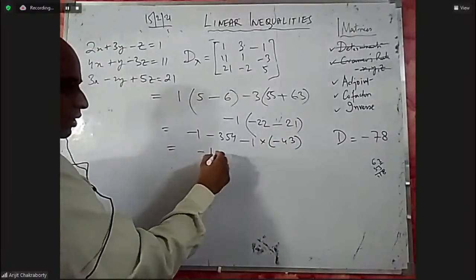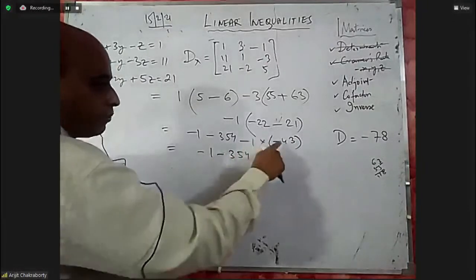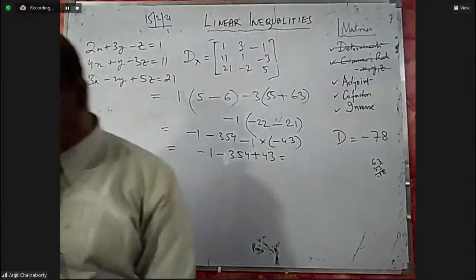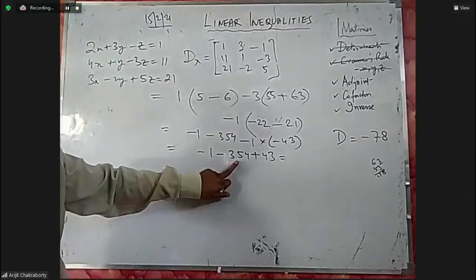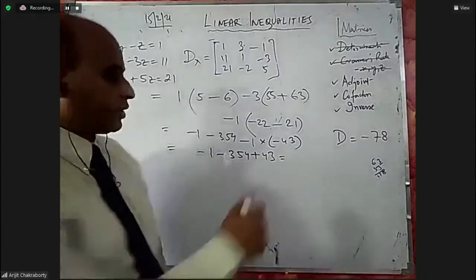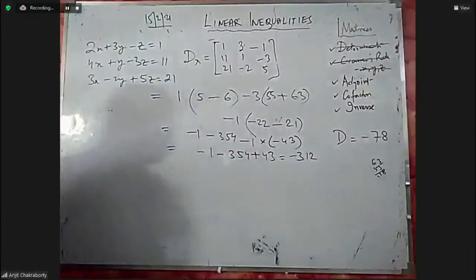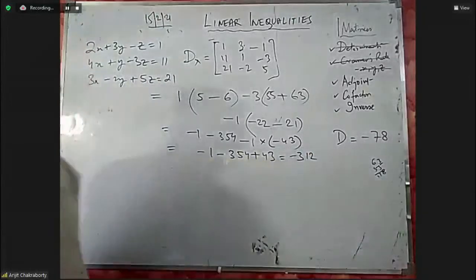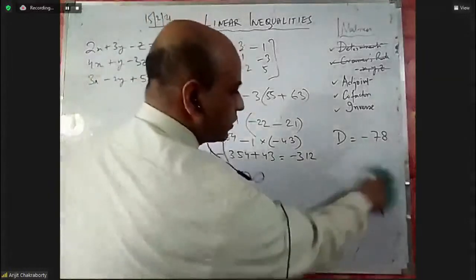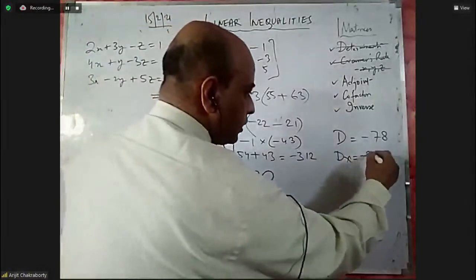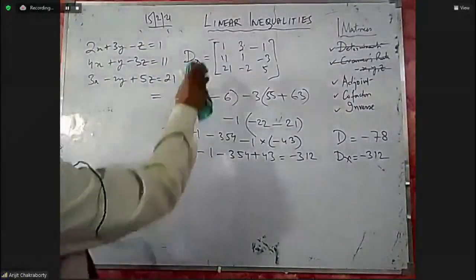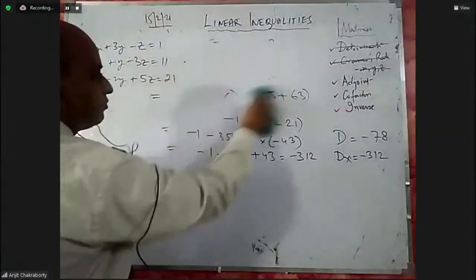So this is minus 1 minus 354 plus 43, because this minus and minus becomes plus. So I should be getting minus 355 plus 43, that is I should be getting minus 312. Just check and see. I think we are getting minus 312. This is dx. Okay, and let me write dx here. So dx is minus 312. This is something we have done together, doing each and every step. Now I rub it out, and it is time for finding out dy.